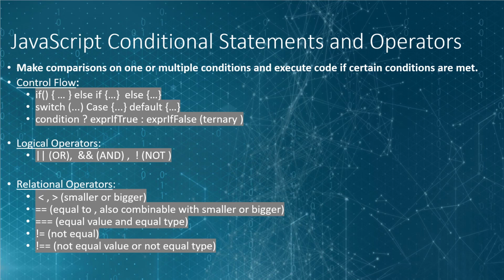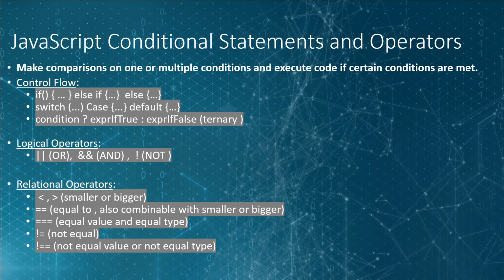In this section, we're going to continue looking at JavaScript basics, and we're going to work with some conditional statements and operators. These will allow you to make comparisons on one or multiple conditions and execute code if certain conditions are met. So we have control flow expressions, which include if-else statements, switch case statements, and the ternary operator, which uses the question mark. We'll also work with the logical operators, which you're probably familiar with, or, and not. And we have the relational operators, which allow you to compare two values and evaluate whether one is smaller or larger or equal to the other one.